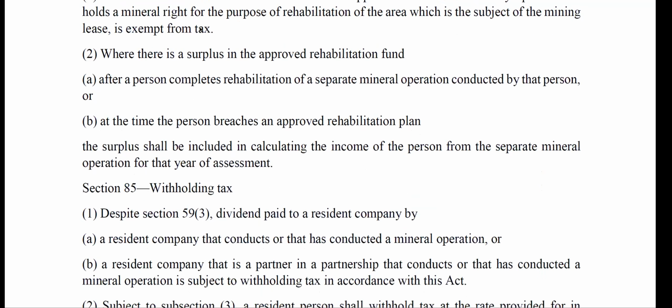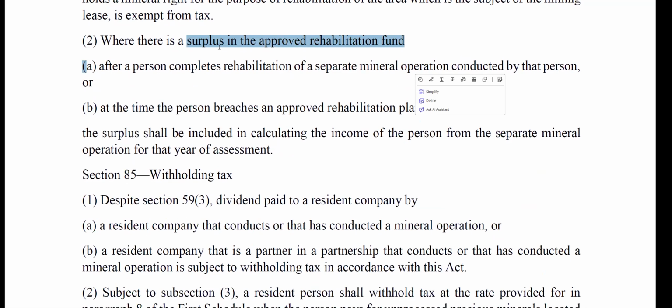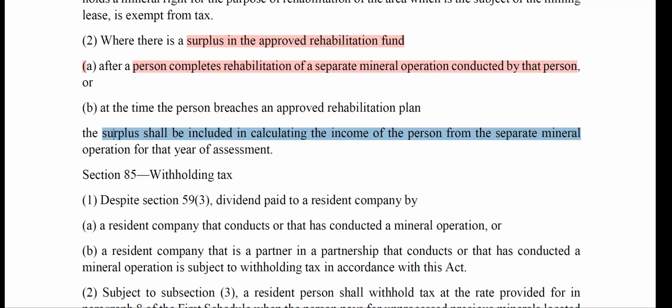So let's go. Where there is a surplus in the approved rehabilitation fund, after a person completes rehabilitation of a separate mineral operation conducted by that person, or at the time the person breaches an approved rehabilitation plan, the surplus shall be included in calculating the income of the person from the separate mineral operation for that year of assessment. So you get the whole idea.